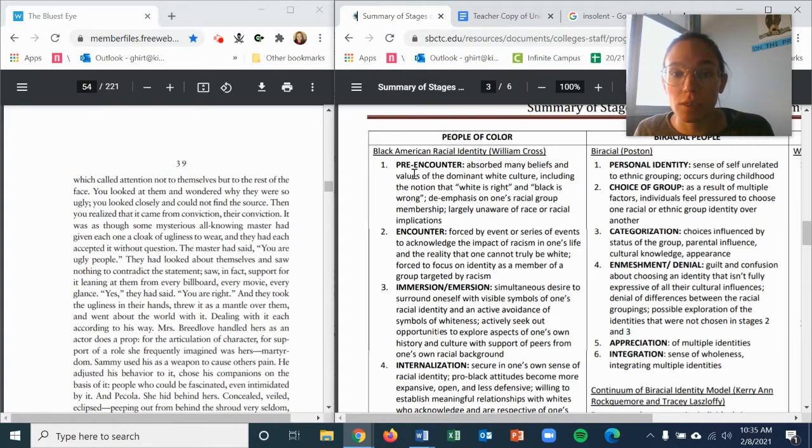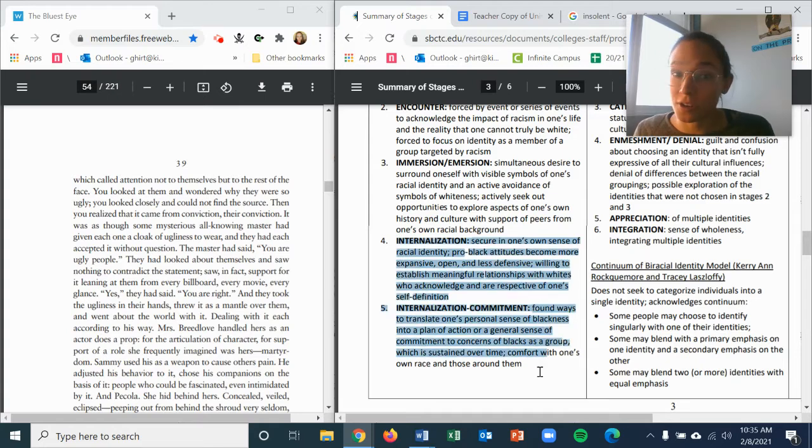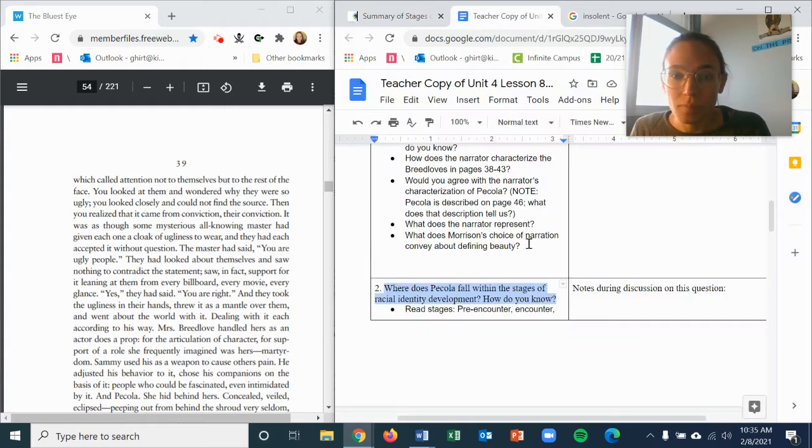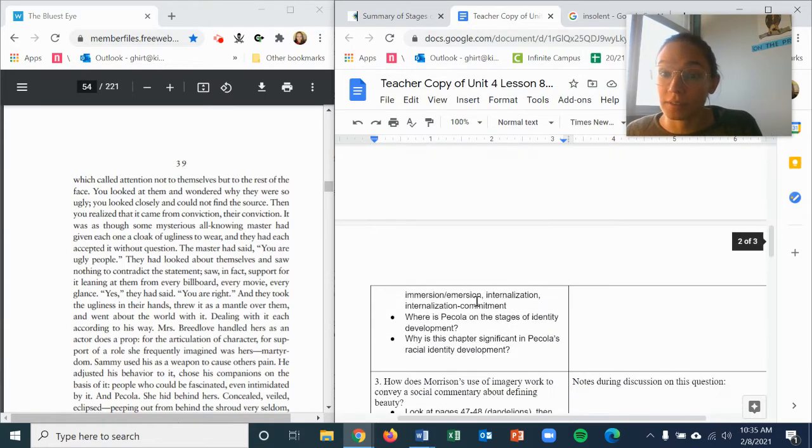So thinking through these stages, we know Pecola is not empowered or secure in her identity, right? So of these first three stages, where do you think she falls on those stages of racial identity development? And why is this chapter significant? What happens to Pecola? Who does she encounter in this chapter? That moves her into a certain stage in her racial identity development. Why are these events in this chapter important? So pause, answer question 2.